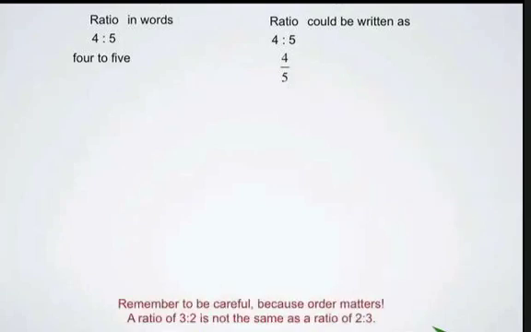You'll have to be careful when creating ratios because order does matter. As you say the values from left to right, or in order that you say them, 4 to 5, for example, they should be written in that format, 4:5, or if you choose the fraction format, write the first value on the top and the second value on the bottom. For example, down here, the ratio of 3 to 2 is not the same as the ratio of 2 to 3. You can see that they're verbally described differently and written differently.